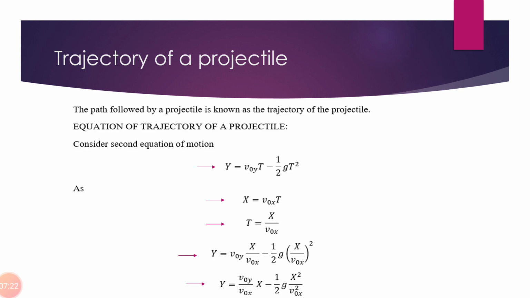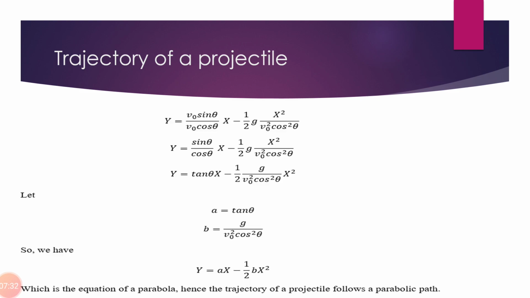Now as we discussed earlier, v0y and v0x are the rectangular components of the initial velocity of the projectile, so we can replace v0y by v0 sin theta and v0x by v0 cos theta. Cancelling out v0 with v0, we get y is equal to sin theta upon cos theta times x minus half g x square upon v0 square cos square theta.